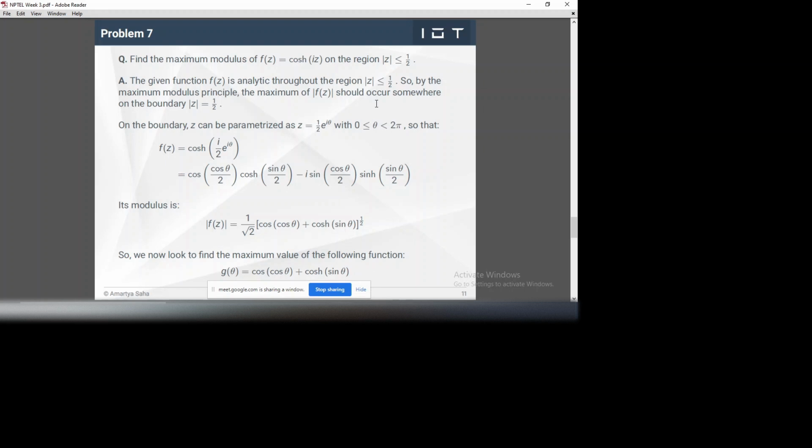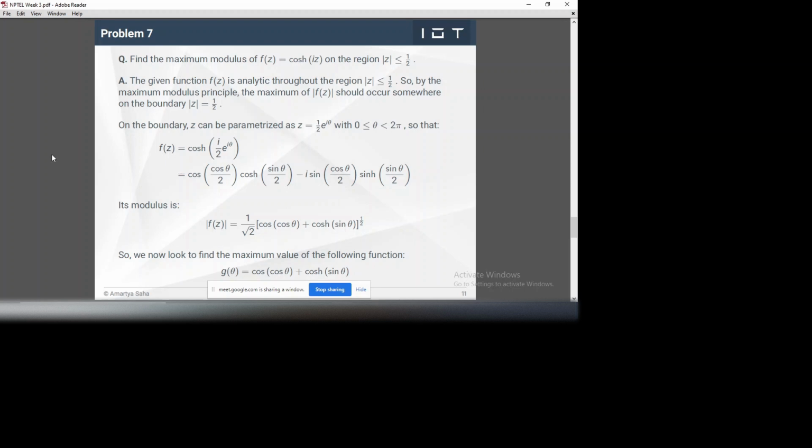So let's begin again. Of course cosh(iz) is an entire function, so definitely it's analytic throughout this region in question. Again by the maximum modulus principle, the maximum of the modulus of this analytic function must occur somewhere on the boundary, and the boundary is this circle, centered at the origin with radius half. So on this circle we will have the maximum of the modulus of this function.